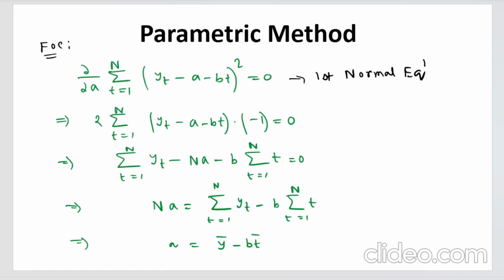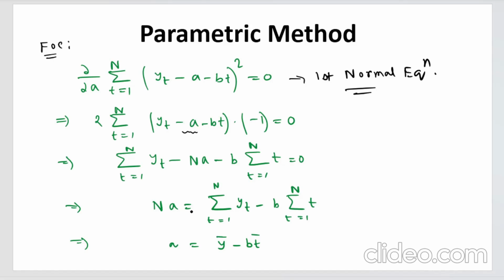If you do this, this will give you your first normal equation. I have written the steps one by one. You are just taking the partial derivative of this with respect to a. So this 2 will come out here, you have this expression, and by chain rule you are again differentiating with respect to minus a, so it will be -1. Now if you apply this summation over each of these terms, you will have this.